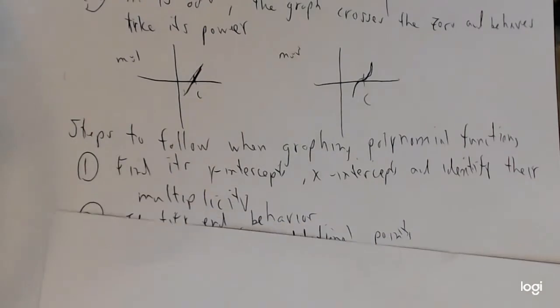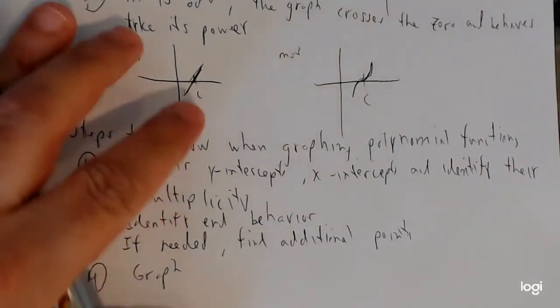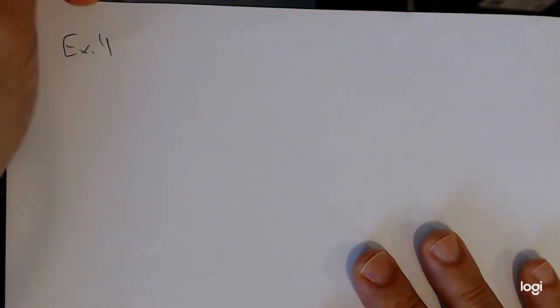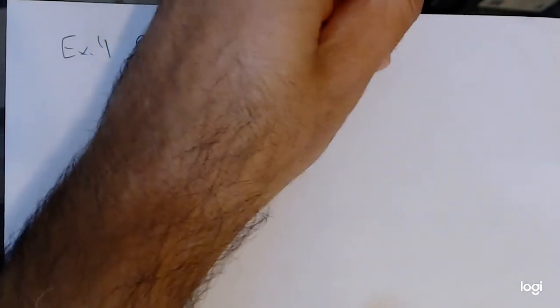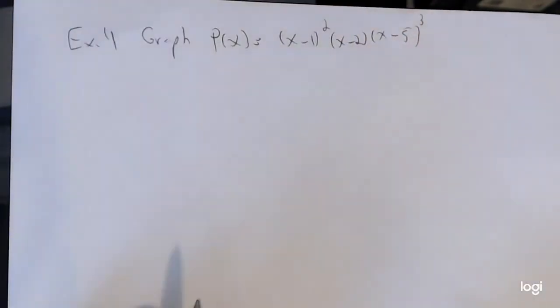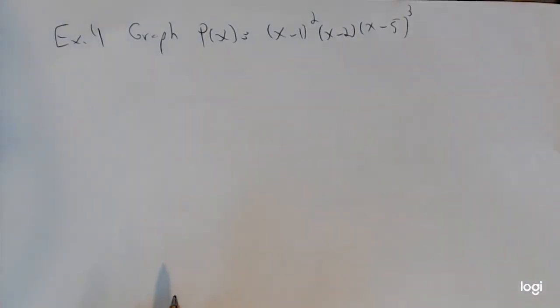So let's start off with our next three. We're going to do a couple more examples, or maybe even 3, just to see how these work. So we're going to say graph p of x equals x minus 1 squared, x minus 2, x minus 5 cubed. Okay, so the good news is this is already factored for us.